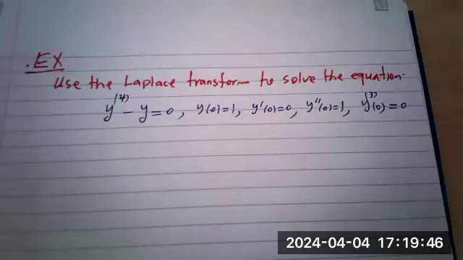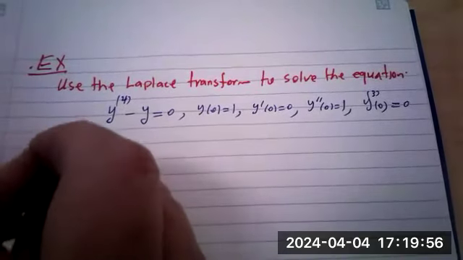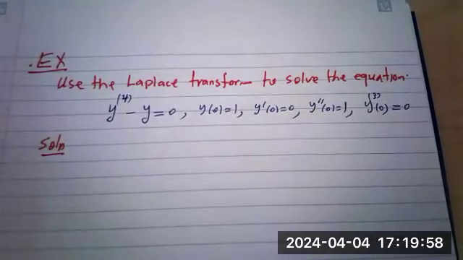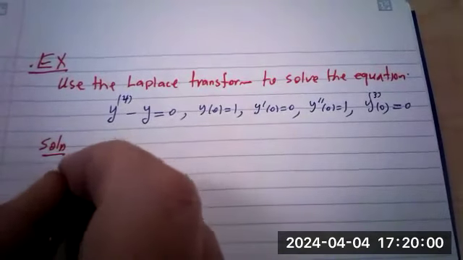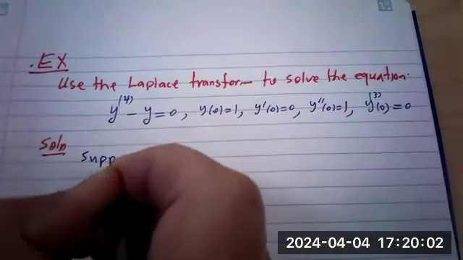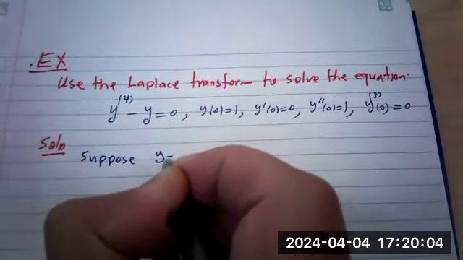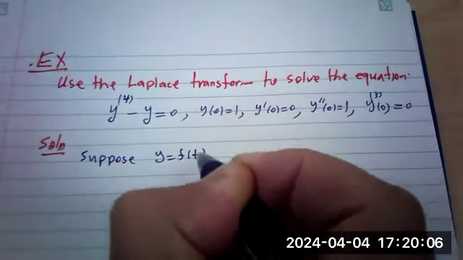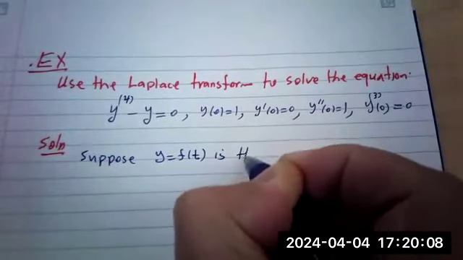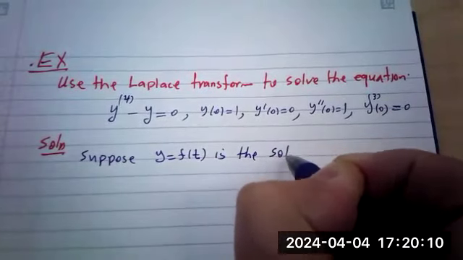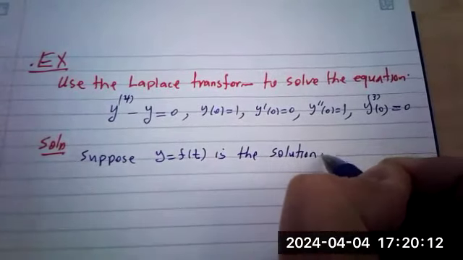Okay. Now you know the procedure. Assume the solution is y equal to f of t. Substitute, take the Laplace transform, and continue. So suppose y equal to f of t is going to be the solution.